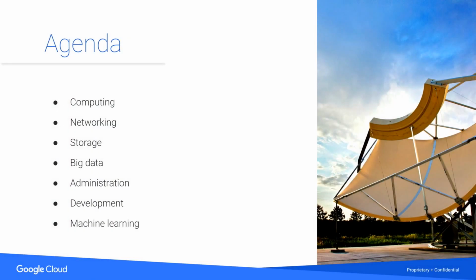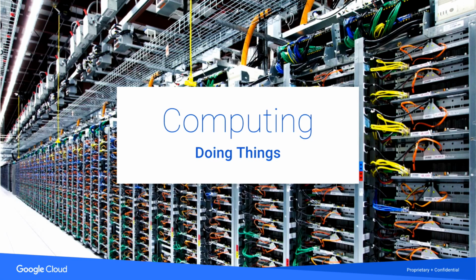So broadly what I'm going to cover is computing. So how do I do things on Google Cloud Platform? Networking, how do I connect those things? Storage, so how do I store my files? How do I store my data? Big data, once I have that data in the cloud, how do I process that and how do I scale that? Administration, so how do I control how Google Cloud Platform is being used? Development, so how do I change my operations to be more of a DevOps type model? And finally, machine learning. So let's start with computing, doing things.